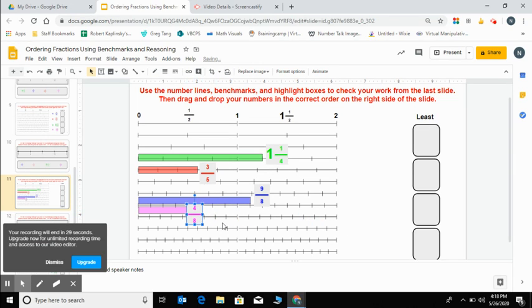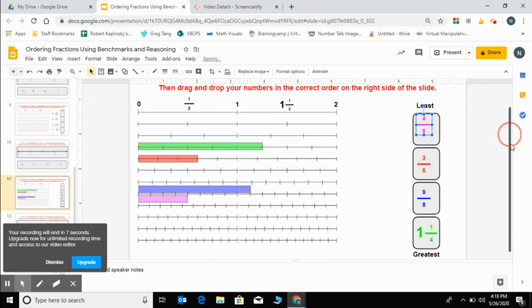All right, so now I need to order these from least to greatest. Well, 4/8 is the least I can see from my model here, followed by 3/5 is the next least, followed by 9/8, which is just slightly smaller, then 1 1/4. So that is how you would use these slides and these number lines to model ordering these fractions.